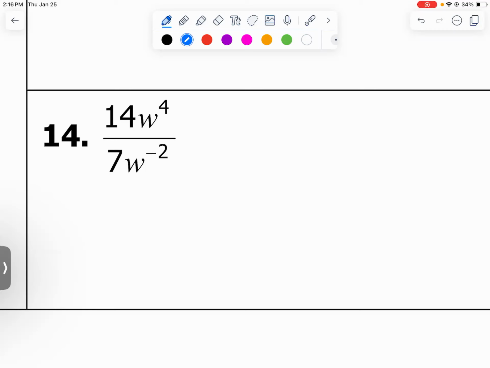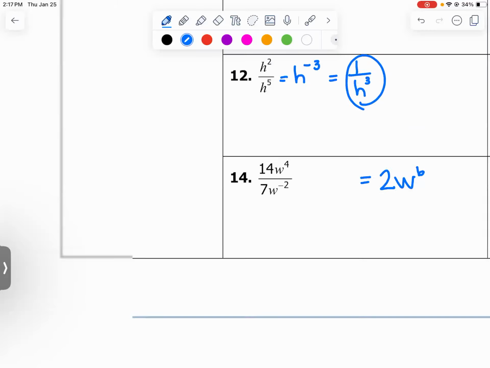Okay, sorry. Yeah, it's been a while. All right, what did you get for your answer, Kyron? 2w to the power of 6. Okay, 14 divided by 7 is 2. When we divide, we subtract our exponents. 4 minus -2 is 6.